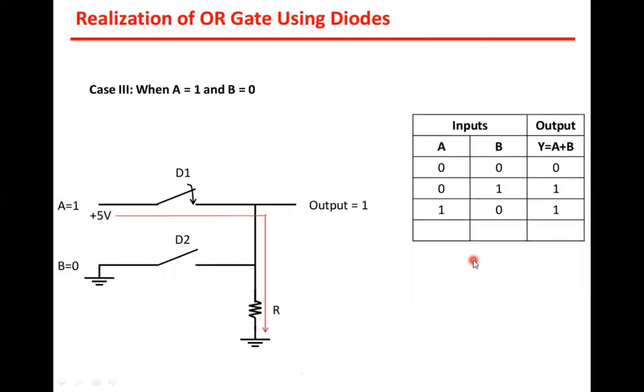The third condition, when A is equal to 1 and B is equal to 0. The same way, this is now non-conducting and this will be conducting. It means diode D2 is in reverse bias and diode D1 is in forward bias. So there will be a flow of current through the load resistance and we can measure an output voltage across these 2 points. So when A is 1 and B is 0, the output is 1.